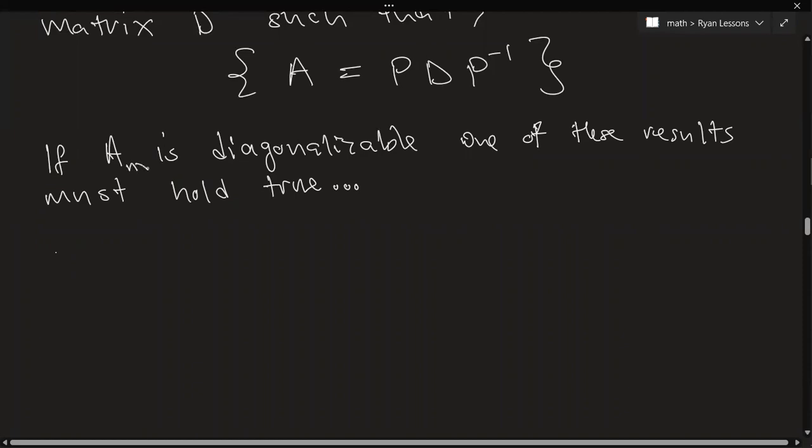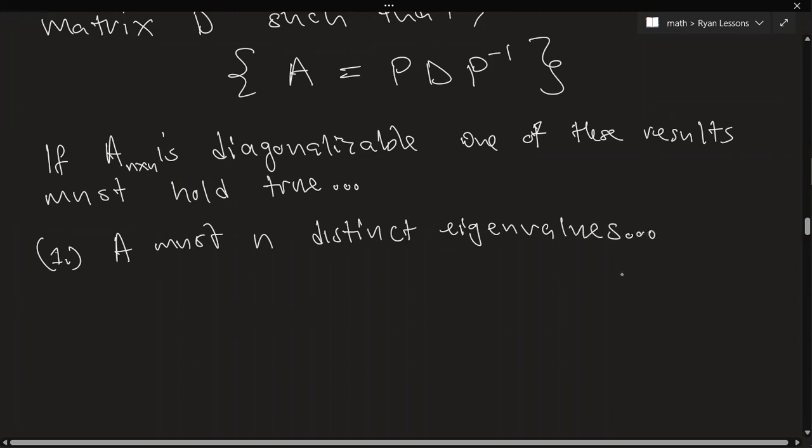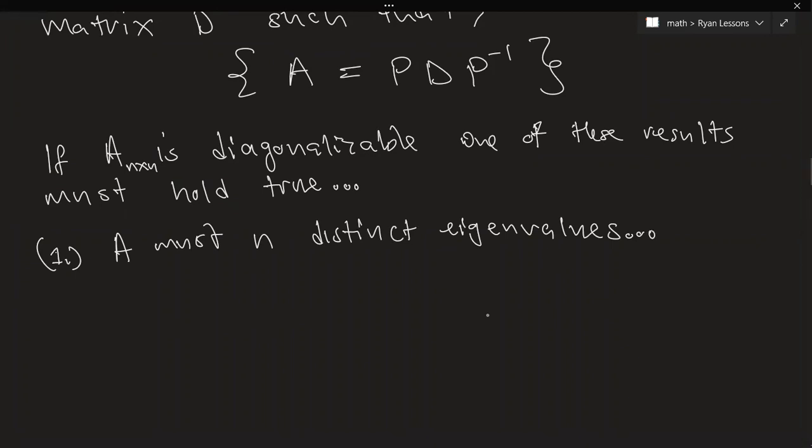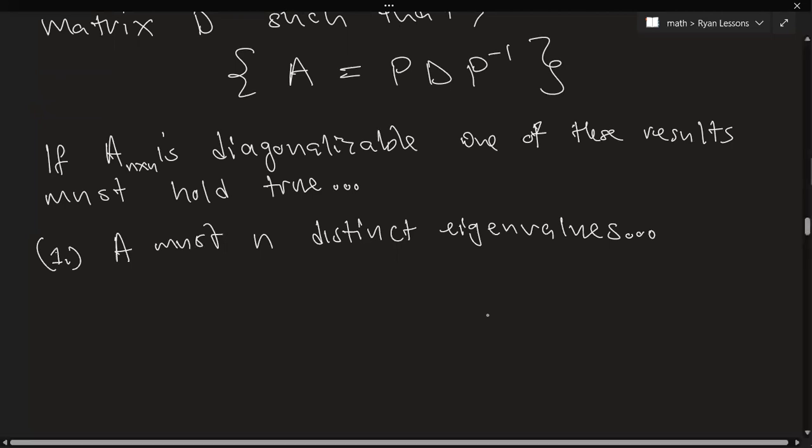Let's say A is an n by n matrix again. 1. A must have n distinct eigenvalues. If a matrix A, which is an n by n square matrix, has n distinct eigenvalues, this is a straightforward diagonalizable system.